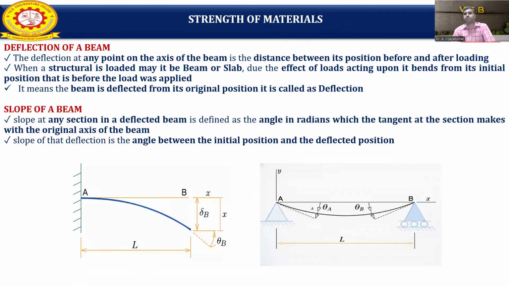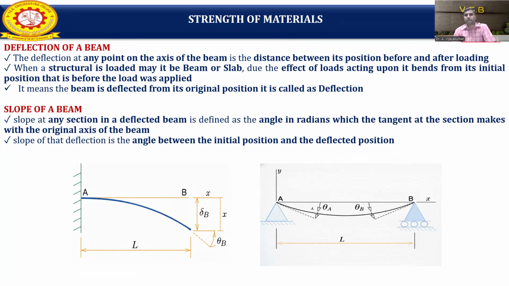So what is the basic concept of deflection? When a beam is subjected to a point load or a uniformly distributed load, the beam starts to deflect. The definition of deflection is the distance the axis of the beam moves from its position before bending to its position after bending. We can call it y or delta B, whatever it may be. That distance we call the deflection of the beam.